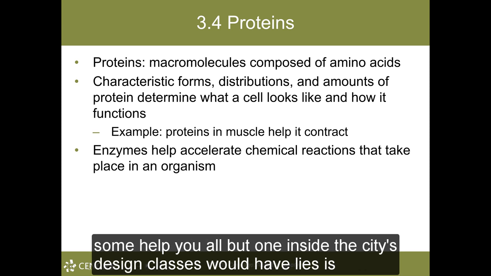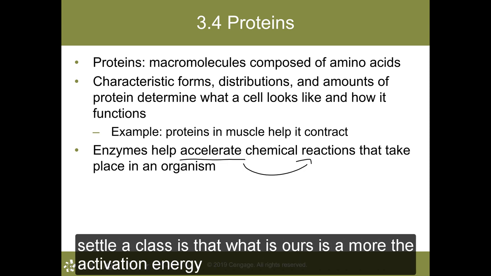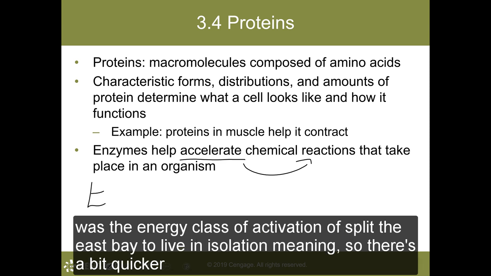To help you all with what an enzyme does, an enzyme is what catalyzes chemical reactions. In other words, I can say that an enzyme speeds up the rate of those chemical reactions. Or I can say it another way: what enzymes do is they lower the activation energy, or the energy of activation, which I just put as E sub A. They lower the energy of activation.